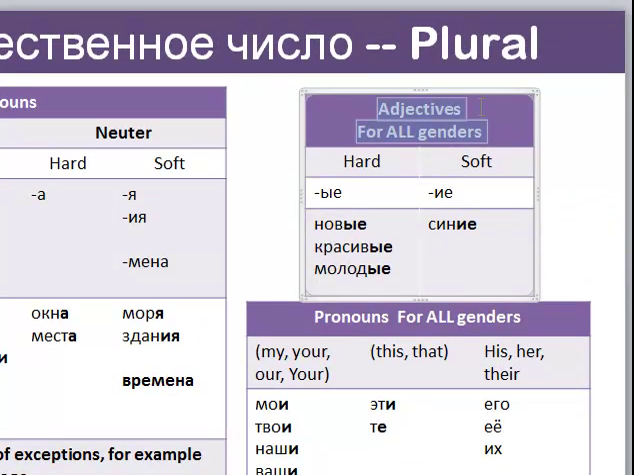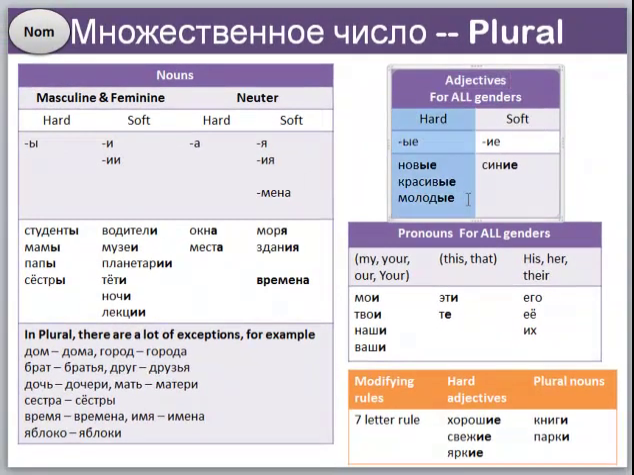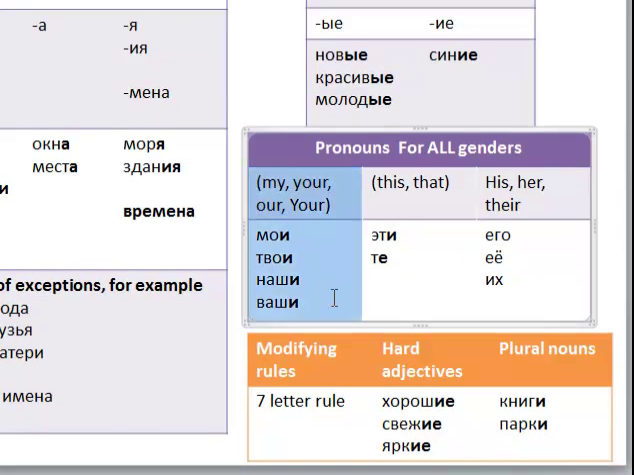Please note that adjective endings in plural are the same for all genders. So all hard endings are «ые». For example, новые, красивые, молодые. And all soft endings are «ие». For example, синие. We also use the same pronouns for all genders. For example, мои, твои, наши, ваши, его, ее, их. And the demonstrative pronouns are эти and те. Please note that they have different endings, «и» for эти and «е» for те.